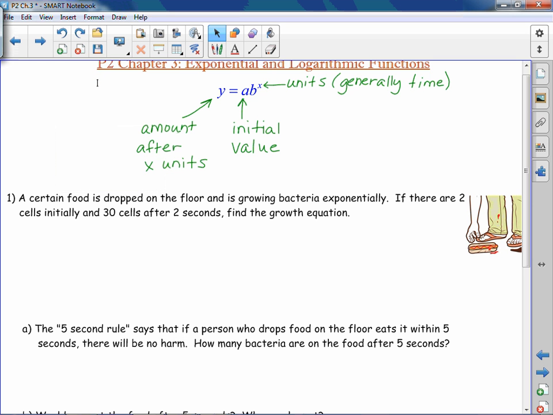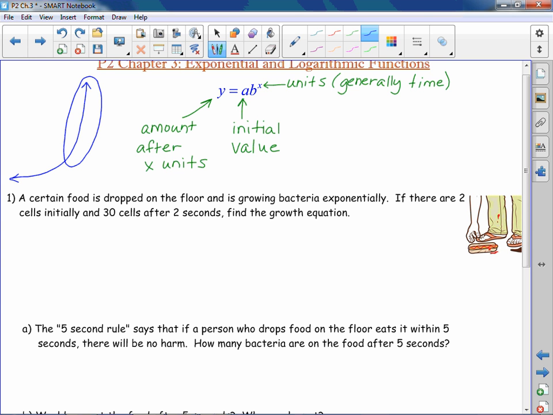Okay, a certain food is dropped on the floor and is growing bacteria exponentially. These graphs, by the way, when we talk about exponential functions, they start out kind of low and then they increase very quickly. We'll be graphing it in a little bit too. But when something grows exponentially, it's going to grow quickly. Not at first, but pretty soon it'll start growing quickly, like your retirement funds. The earlier you put money into retirement, here are the golden years. Right before you retire, your money is going to grow so fast.